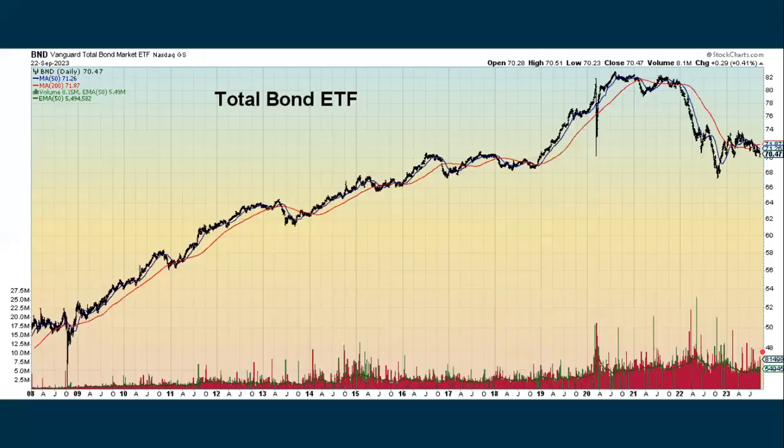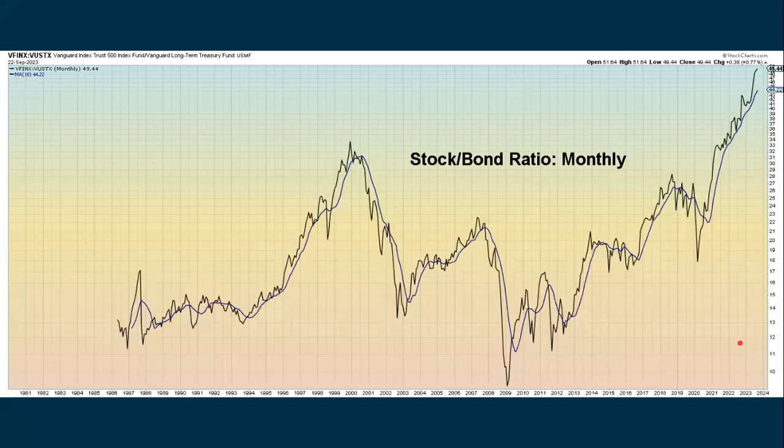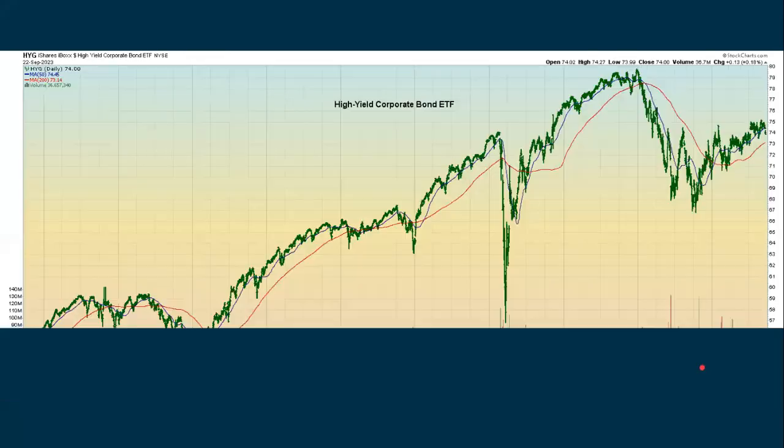Then we compare stocks with bonds. The total bond ETF, it's going down now. This is bonds based on price. As price goes down, that means interest rates are going up. We also look at world bonds, which are in a downtrend and have been declining lately. We compare stocks with bonds and take a ratio of that and look at it on a monthly chart, showing how stocks are outperforming. And then this also is an inverse, where we're seeing shorter term bonds underperforming stocks.